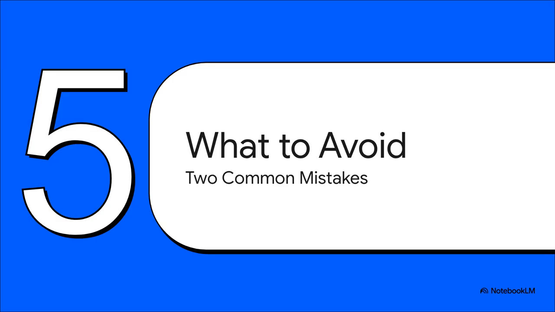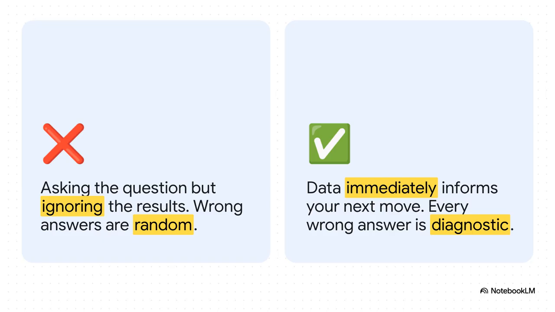Now, to make sure this strategy really lands, let's quickly go over the 2 most common mistakes people make when they first start using Hinge questions. We want to make sure you avoid these traps. So on the left, you see the pitfalls. The biggest one, honestly, asking the question and then just moving on anyway because you're worried about time. That completely defeats the purpose. The other big mistake is just writing random wrong answers. But on the right, that's our goal. The data you gather immediately tells you what to do next, and every single wrong answer is a powerful clue.